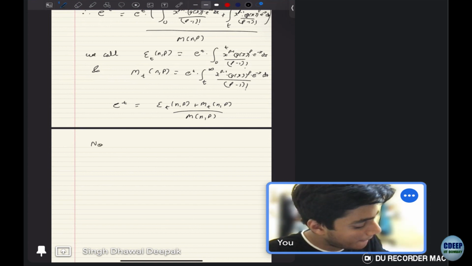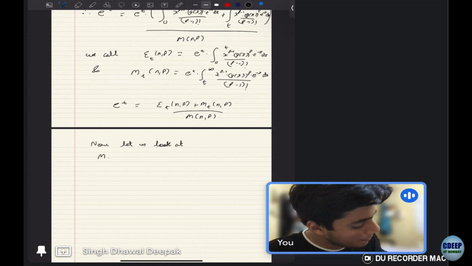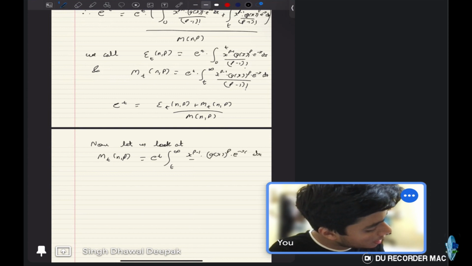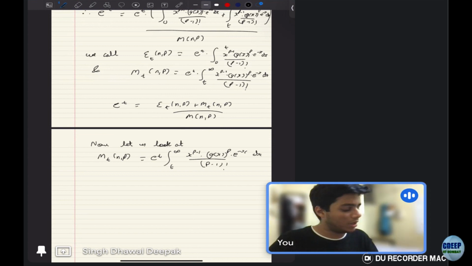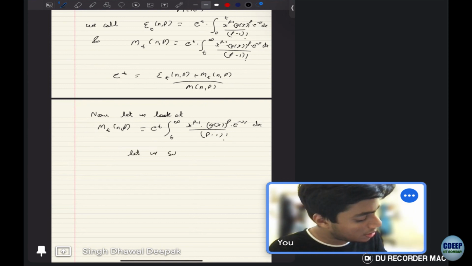So now let us look at m_t(n,p). What is this? This is e raised to t times the integral from t to infinity of x raised to p minus 1 into g of x raised to p times e raised to minus x dx divided by p minus 1 factorial. Now this looks very similar to what we had done with m_n(p), and that is what we will try to do. We will substitute y equal to x minus t.